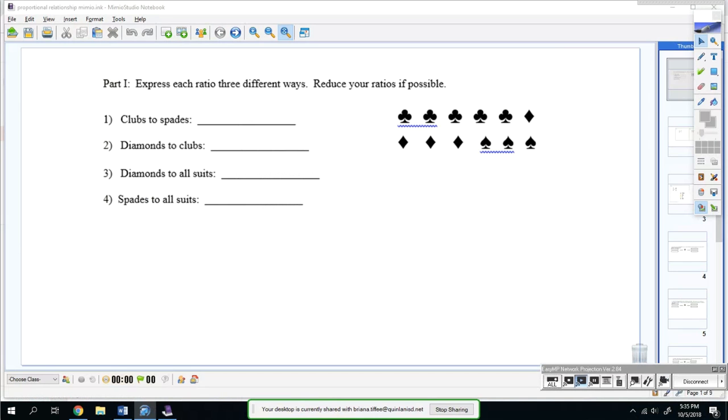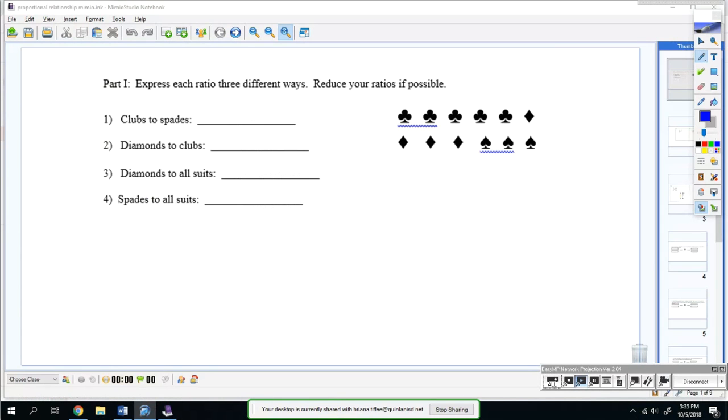All right, so today we're going to be doing proportions and setting them up and labeling them. Y'all did this actually in 6th grade, and sometimes they call it the butterfly effect or cross multiplication. We'll get more into that. Okay, so we're going to express ratios 3 different ways. Reduce your ratios if possible.